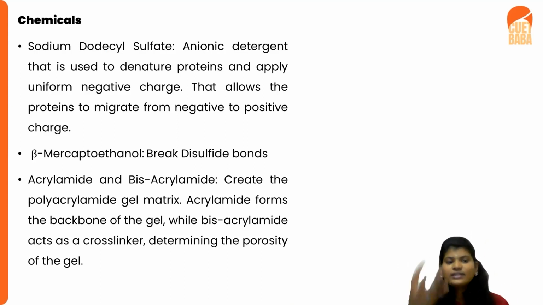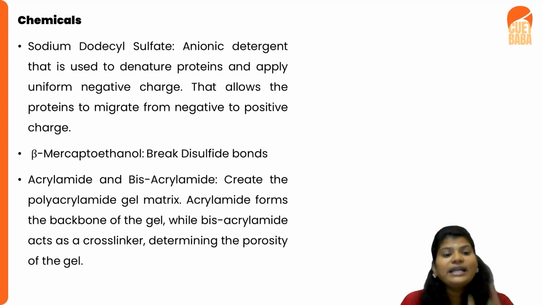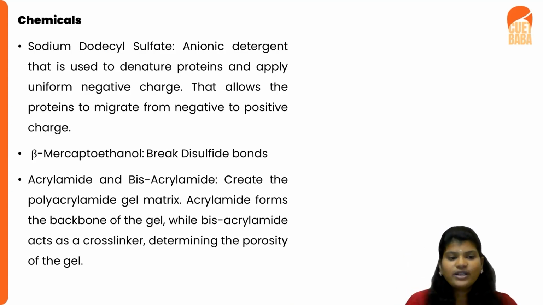So when we are using the sodium dodecyl sulfate, the structure will be broken and it becomes a primary structure, and throughout the structure, the negative charges will be applied, so that it can easily move. Next chemical will be beta mercaptoethanol. So just note down, these chemicals are very important. Okay, the function of every chemical will be different.